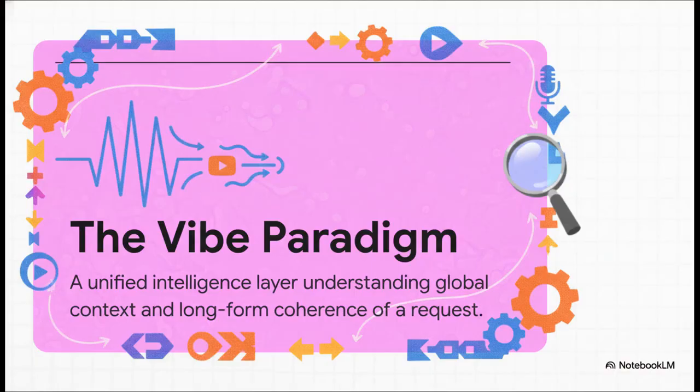And what makes this all possible is this concept of long-form coherence. That's the key phrase right there. It means the AI isn't just listening to one command at a time like a robot. It understands the entire project, the whole picture. For our YouTube video, it gets the vibe of the entire thing, from the hook in the intro to the final call to action, and makes sure it all feels connected and consistent.